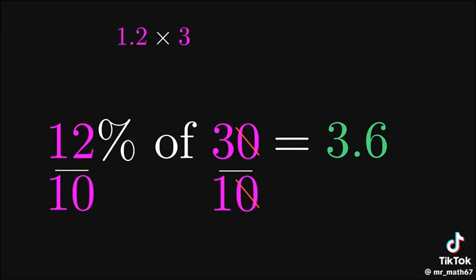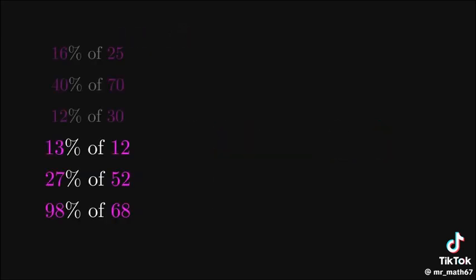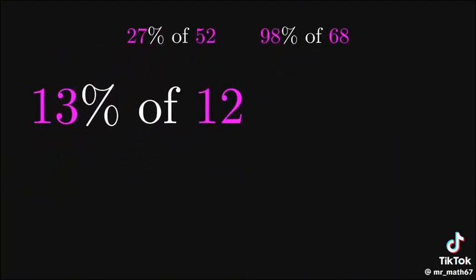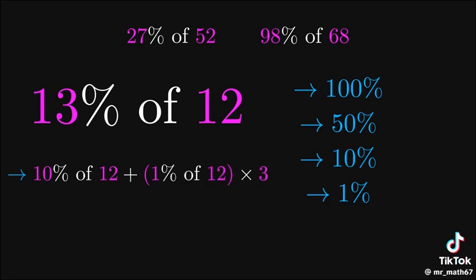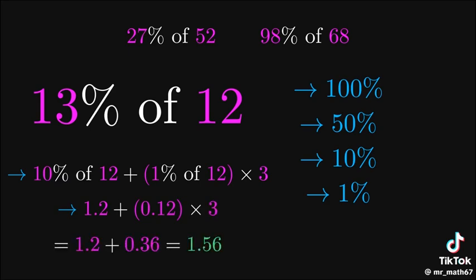But this actually gets trickier when both of the numbers are neither in tens nor fives. Like 13% of 12. In such cases, you might need to break it to either 100%, 50%, 10%, or 1%, or sometimes 5%. For this case, break 13 into 10% plus 3 times 1%. 10% of 12 is 1.2. 1% of 12 is 0.12. So 1.2 plus 3 times 0.12 equals 1.2 plus 0.36. So the answer is 1.56.